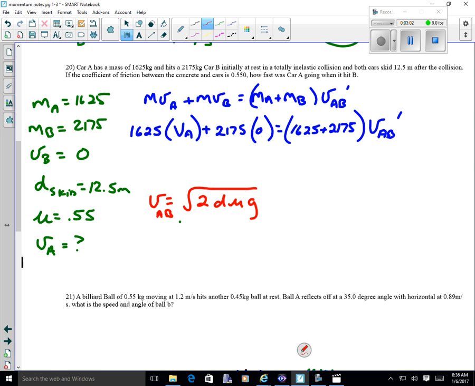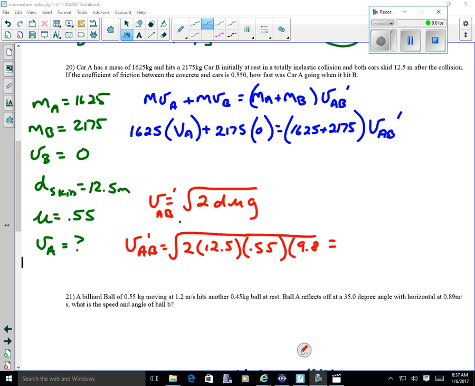So I'm going to take the velocity of A and B after the collision. It's the square root of 2 times the distance, which is 12.5, times mu, which is 0.55, times gravity, which is 9.8. We take all that together, and we get an answer of 11.6 meters per second. All those people got extra credit for giving that answer.